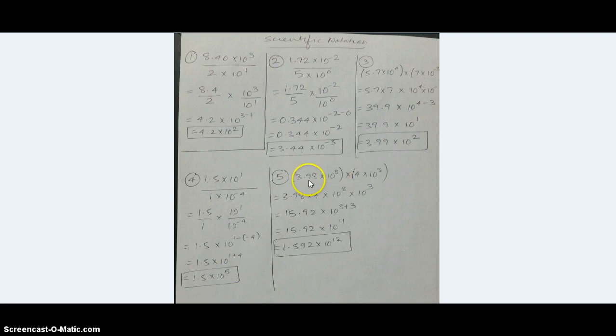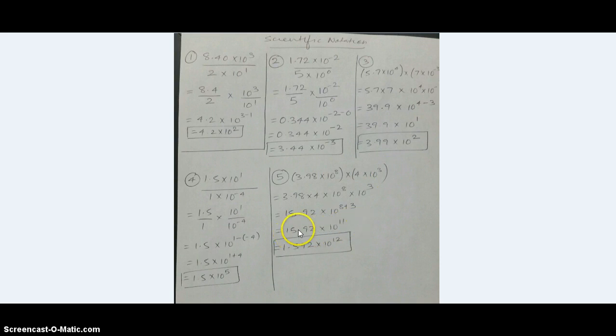The last multiplication. It's 3.98 times 10 to the power of 8 multiplied by 4 times 10 to the power of 3. First multiply these two terms. 3.98 times 4 gives us 15.92. 10 and 10, the bases are same, so you can add the powers. We are multiplying, that's why. So 8 plus 3 is 11. So we get 15.92 times 10 to the power of 11.